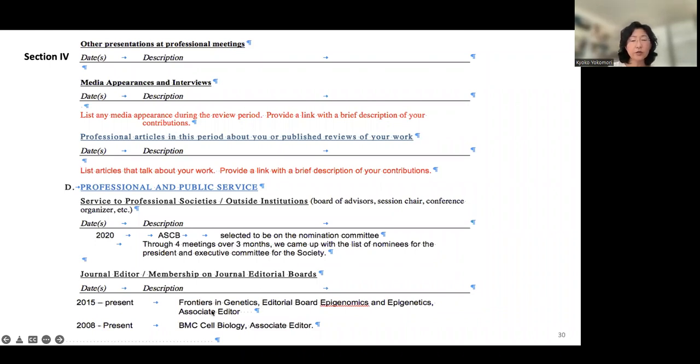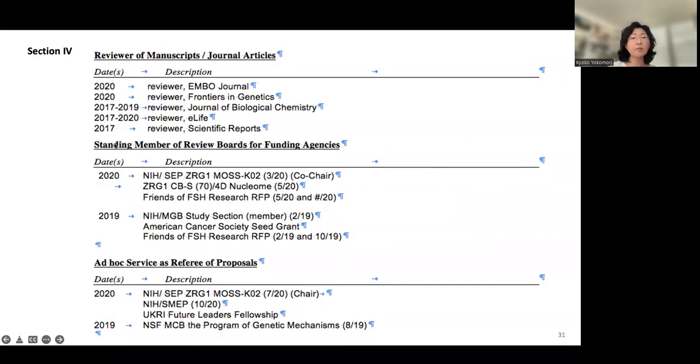And then if you are on an editorial board, that's also good evidence of peer recognition, so you should list it. Many of you probably serve as a reviewer for journals, so you can put that here. If you are also serving as a reviewer for grants, especially as a standing member of a study section for NIH, that's really good evidence of national recognition. So you should definitely list it, and even ad hoc review you can put here.